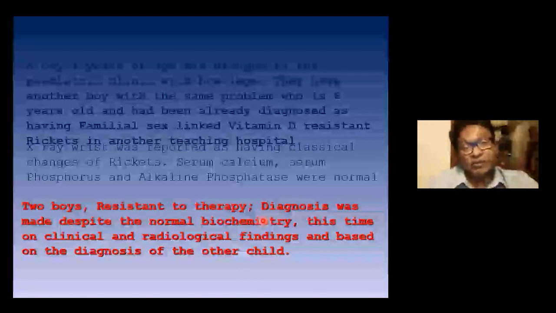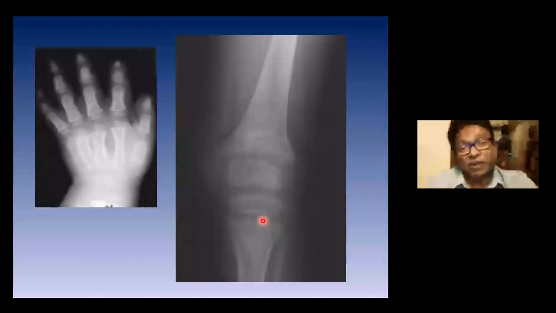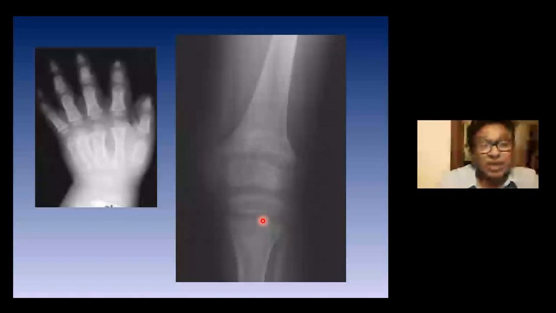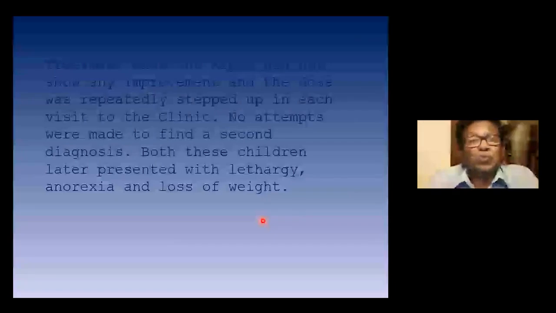So this is the X-ray. These are pretty old X-rays, so that is why they are not very clear. The treatment with 1-alpha did not show any improvement and the dose was repeatedly stepped up at each visit to the clinic. Each time they went on increasing it because the child was not improving. No attempts were made to find a second diagnosis.